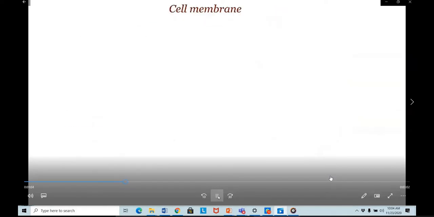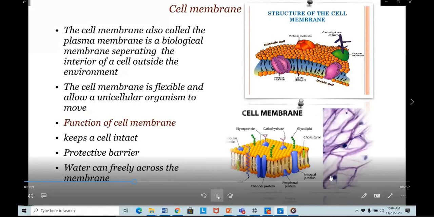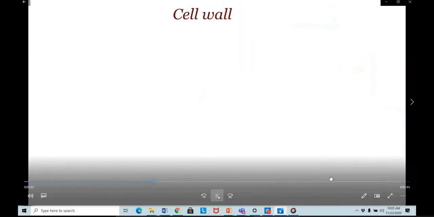Cell membrane. It is also called the plasma membrane. It is a biological membrane which is used to separate the interior of the cell. It is also flexible and allows unicellular organisms to move. Its function is to keep the cell intact and act as a protective barrier.